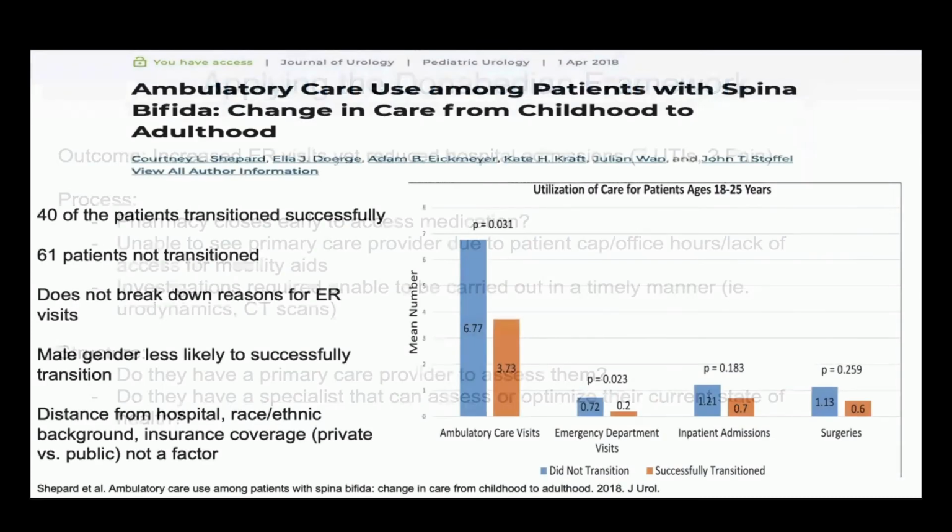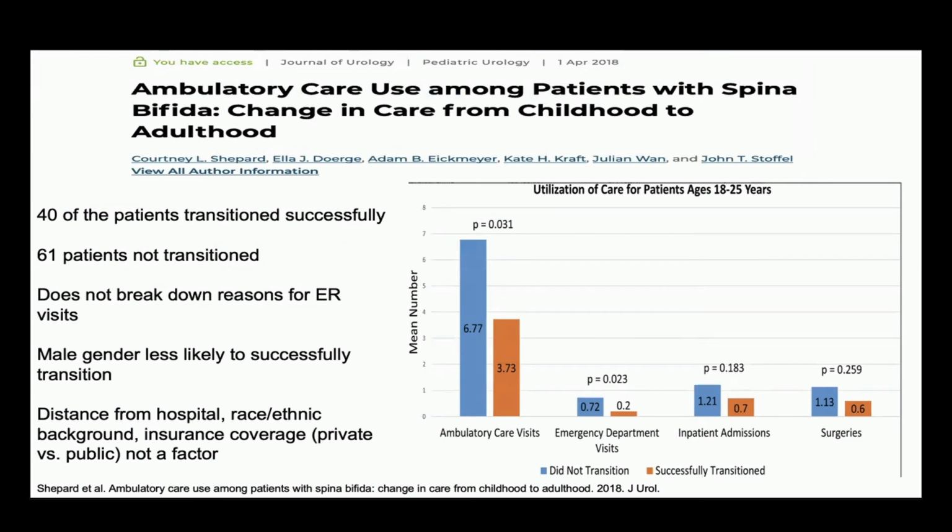This is a similar-ish study in the sense that I'll show you the outcomes are the same, but in a different setting. This was done in Michigan, where they looked at a 1-year snapshot of all patients with spina bifida and what health services they were using, number one. And number two, in patients who are over 18, because in their system as well, these patients had to be seen on the adult side, was there a difference between those that transitioned successfully and those that did not?